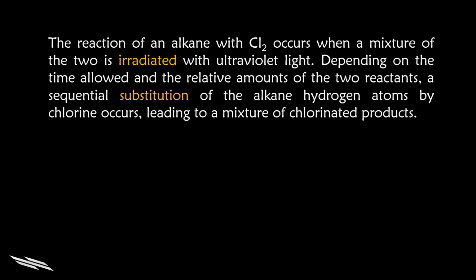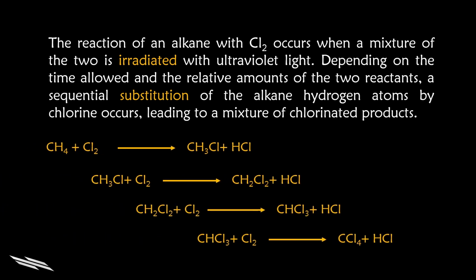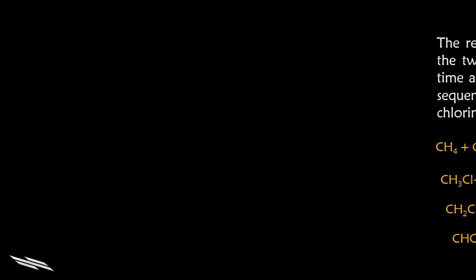The reaction of an alkane with chlorine gas occurs when a mixture of the two is irradiated with ultraviolet light. Depending on the time allowed and the relative amounts of the two reactants, a sequential substitution of the alkane hydrogen atoms by chlorine occurs, leading to a mixture of chlorinated products. For instance, methane reacts with chlorine gas to produce a mixture of chloromethane, dichloromethane, trichloromethane, and tetrachloromethane.